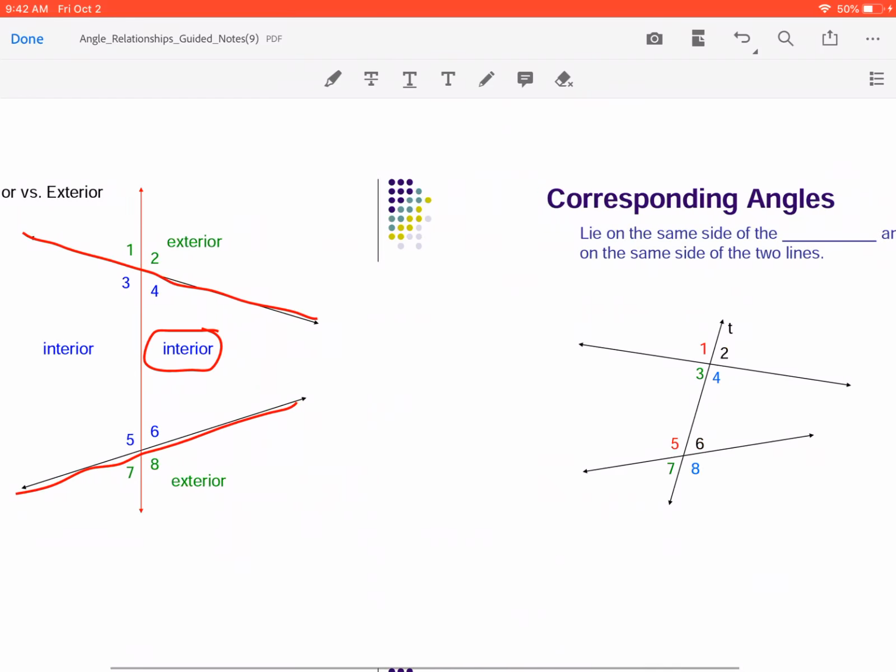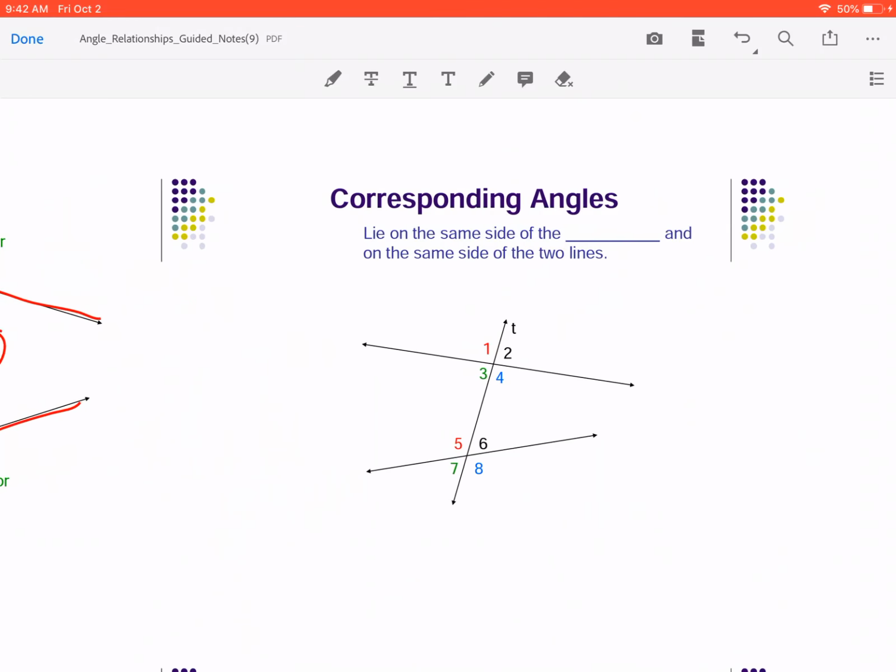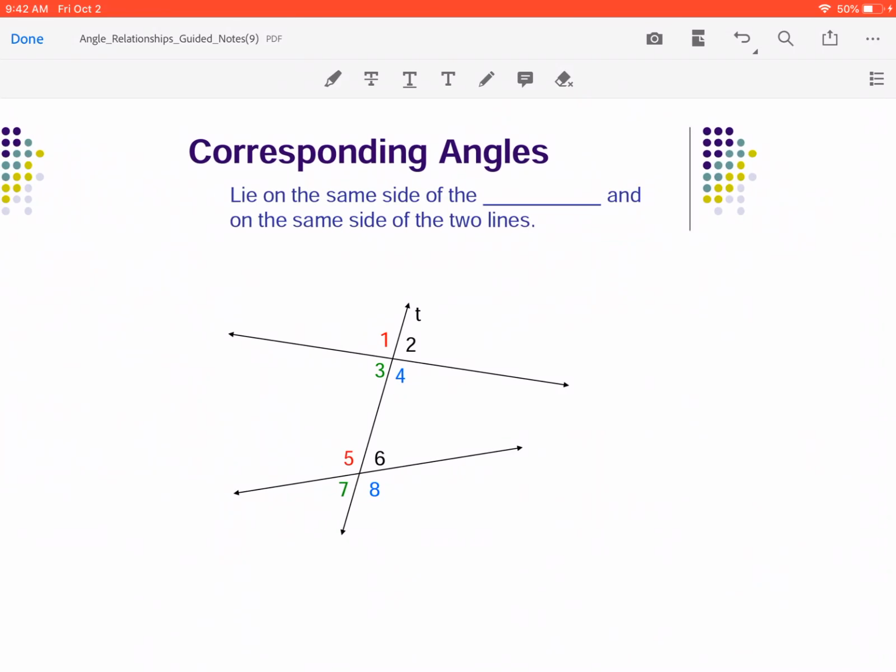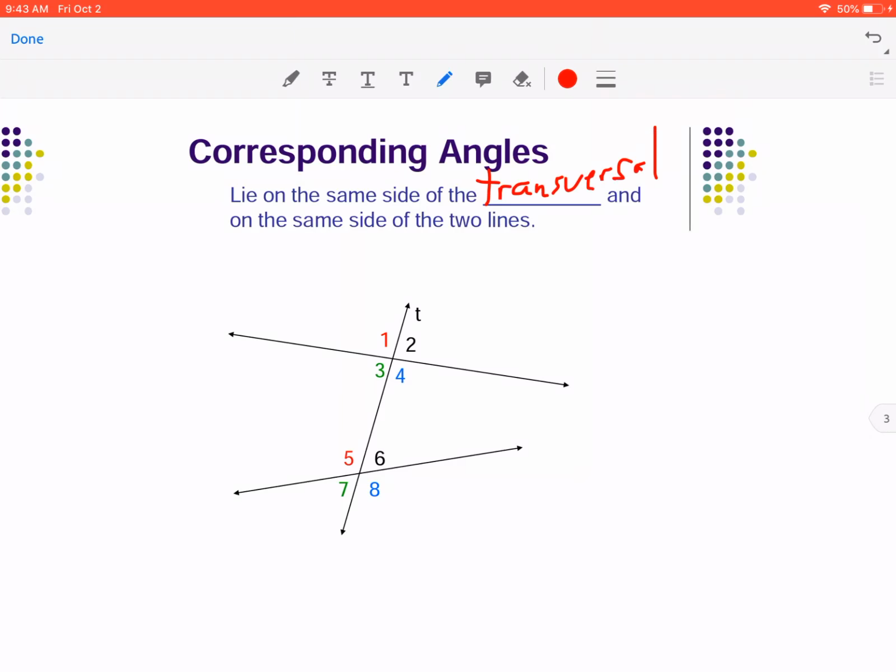All right? Now, first definition is corresponding angles. They lie on the same side of the transversal and on the same side of the two lines, okay? So what that means is they're going to be on the same side of the transversal and on the same side of the two lines, all right? Now, these are all color-coded, so it's kind of simple. My definition of corresponding has always been exact same location.